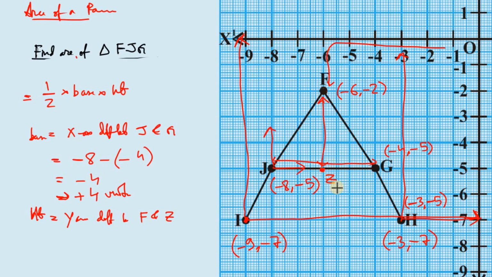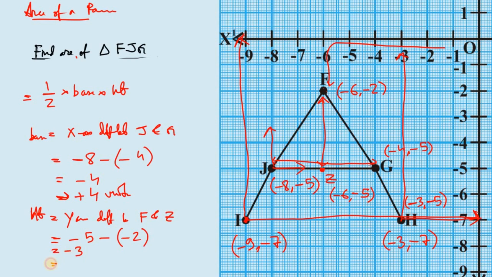X is minus 6, right? And what's the value of y? Y is minus 5. Okay? Now, so the y difference will be minus 5 minus of minus 2. Minus 5 for Z minus of what is F? Minus 2. And this is basically your minus 3.